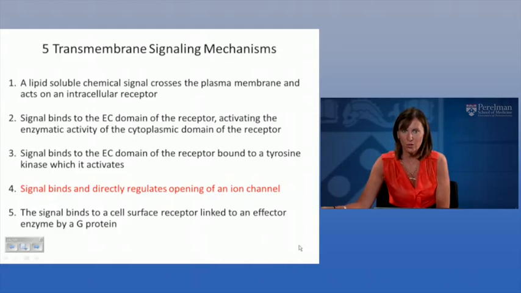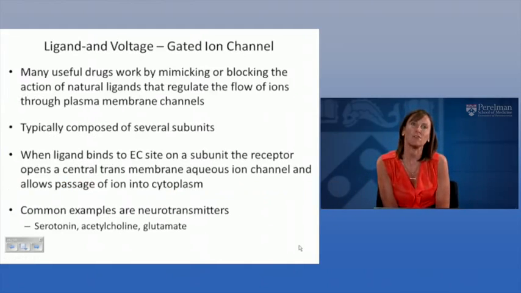So let's talk about this fourth type of receptor. These are commonly referred to as ligand and voltage-gated ion channels. Many useful drugs in clinical medicine today work by mimicking or even blocking the action of natural ligands that regulate the flow of ions through plasma membrane channels. Those of you who have taken physiology before appreciate that action potentials across membranes are particularly important in neurotransmission. The ability for sodium, potassium, and calcium, as just a few examples of naturally occurring ions in vivo, are necessary for normal neurotransmission. Ion channels are typically composed of several subunits.